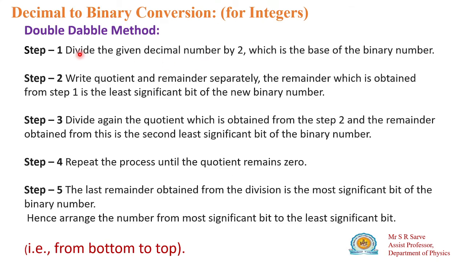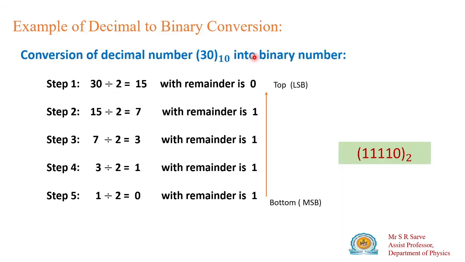So what is the step? First, divide the given decimal number by 2. That means we have to divide this 30 by 2. So what is 30 divided by 2? 30 divided by 2 means 15. Okay. So this 15 is your quotient.